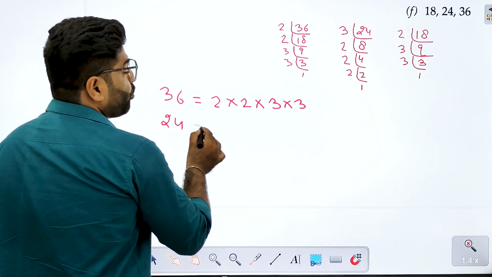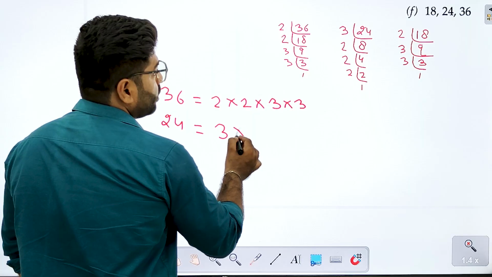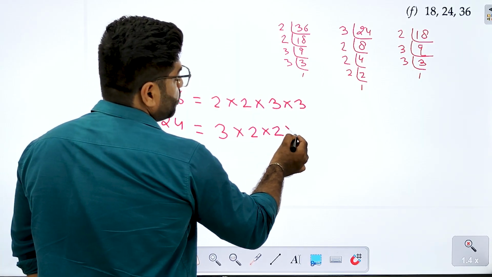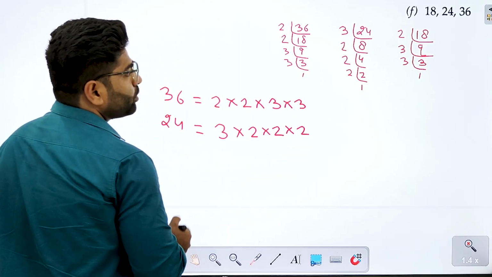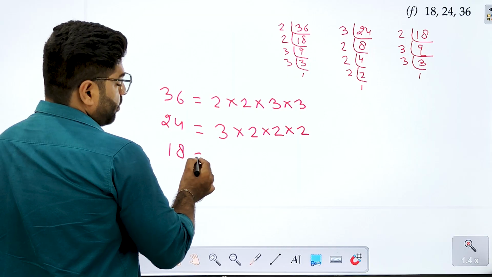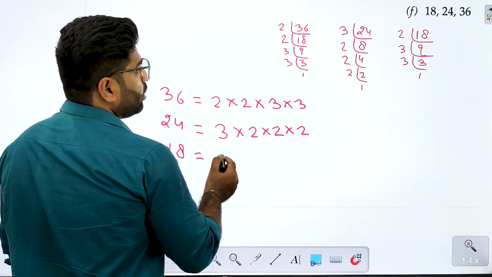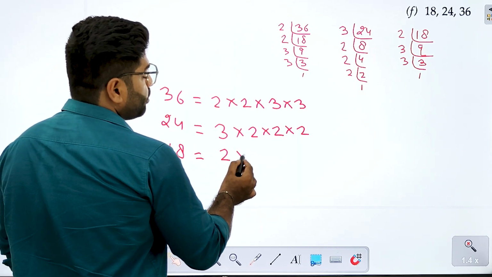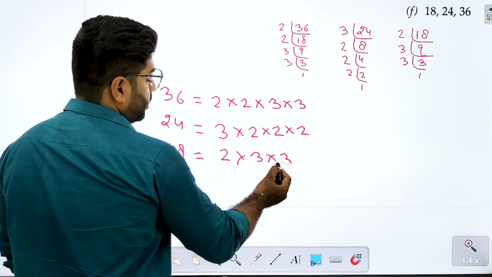Here we are having the factors of 24, just like 3, multiplied by 2, multiplied by 2, multiplied by 2. Here we are having the factors of 18, just like 2 multiplied by 3, multiplied by 3.